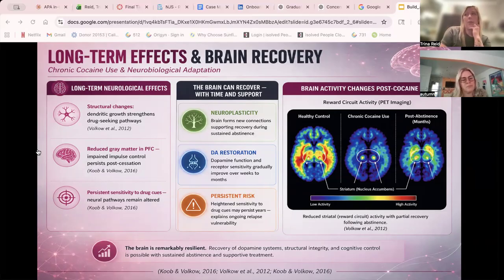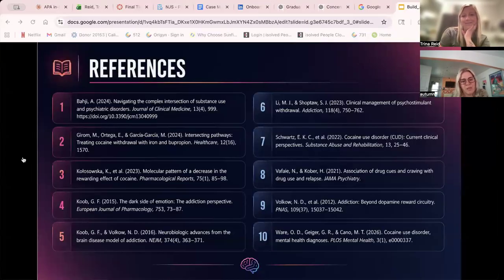After stopping cocaine use, it takes a long time for your brain to heal and get back to your normal state. And you often can feel triggered in certain situations if you don't work a program for the rest of your life. That's true. Cool. And these are our references.